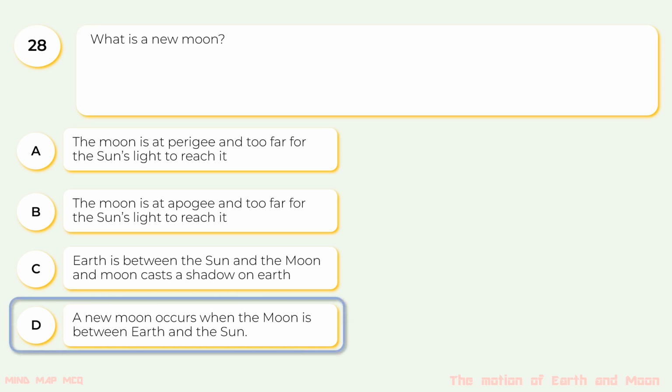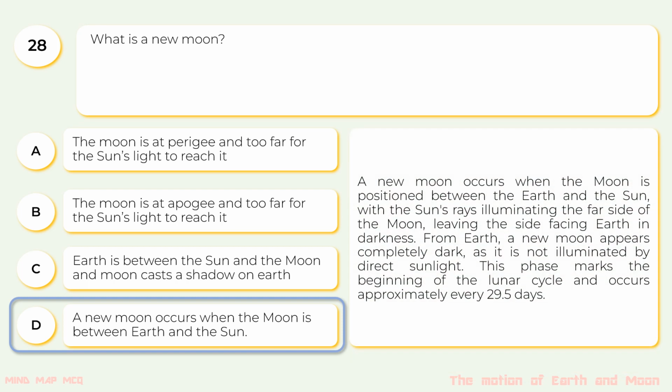A new moon occurs when the moon is between earth and the sun. A new moon occurs when the moon is positioned between the earth and the sun, with the sun's rays illuminating the far side of the moon, leaving the side facing earth in darkness. From earth, a new moon appears completely dark as it is not illuminated by the direct sunlight. This phase marks the beginning of the lunar cycle and occurs approximately every 29.5 days.